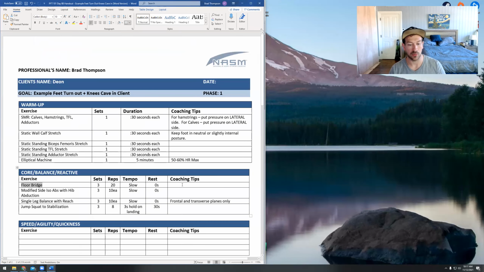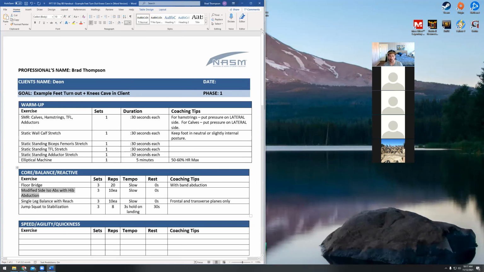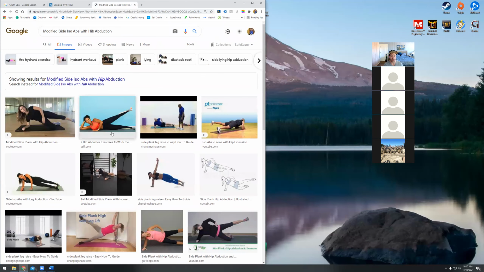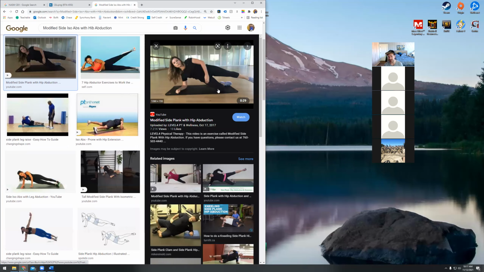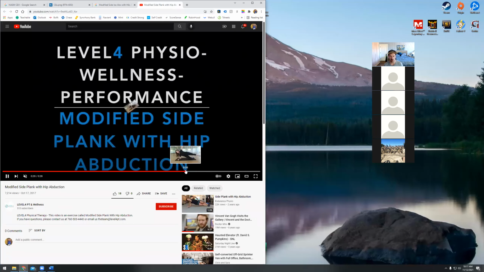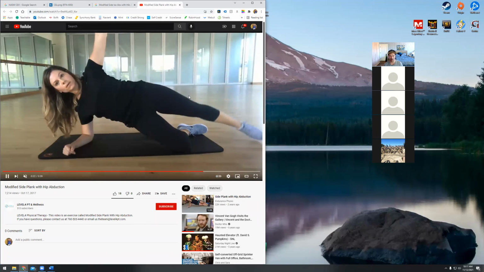So I would say like floor bridge, and I'd be like with band abduction would be a good variation if we wanted to do that. We've also got the modified side iso abs with hip abduction. I know that's a really long name, but that is what it's called in your textbook. And that is where you are going to do basically a modified side plank. So your knee is down, not a full-on side plank. And then you are going to raise that opposite leg and strengthen that gluteus medius.